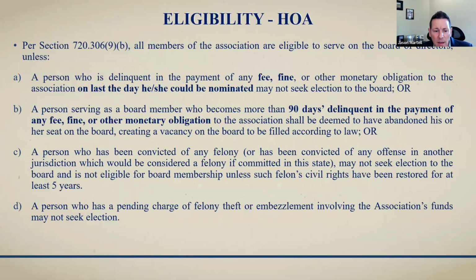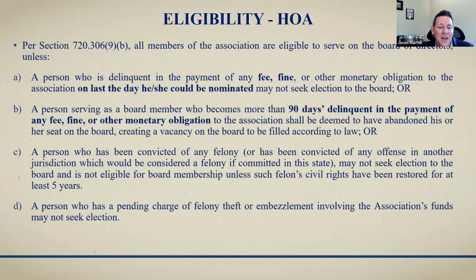I'll first jump to C, which is the felony conviction language. That's the same for HOAs and condos. Okay. B is also pretty much the same. The person serving on the board who becomes more than 90 days delinquent in the payment of any monetary obligation is deemed to have abandoned their seat. I think we talked a little bit about that at the beginning of the presentation. If not, same would apply for the condos. Obviously, if you're delinquent on the last day to seek election, you're not going to be eligible as well. We did talk about that for the condominium folks.